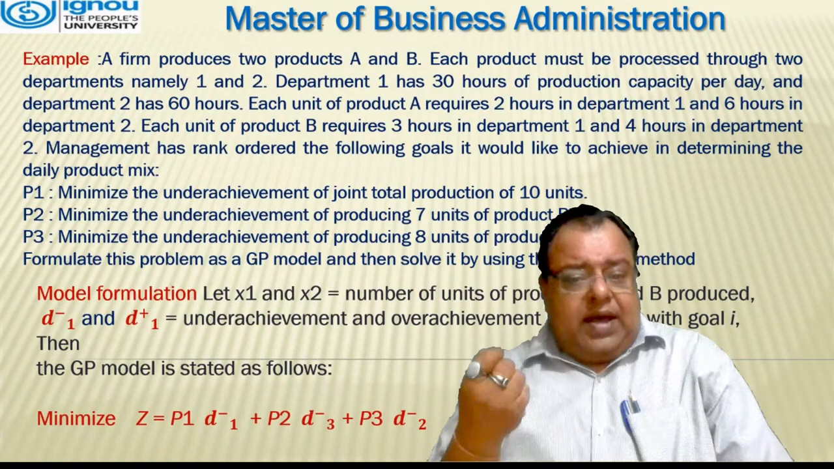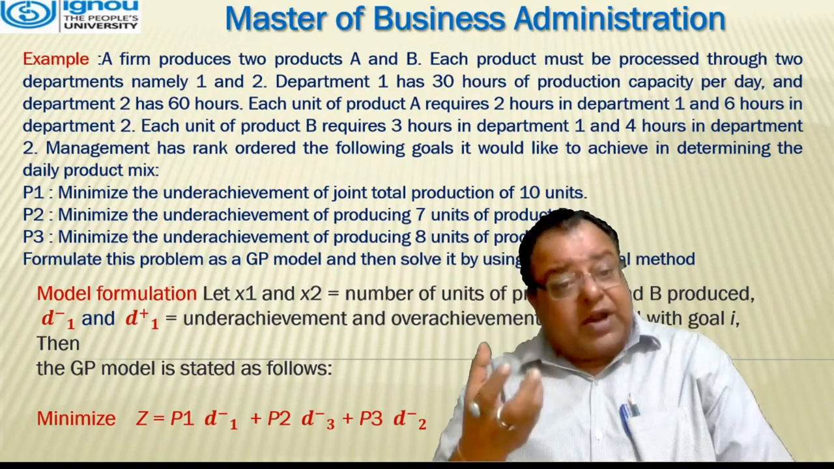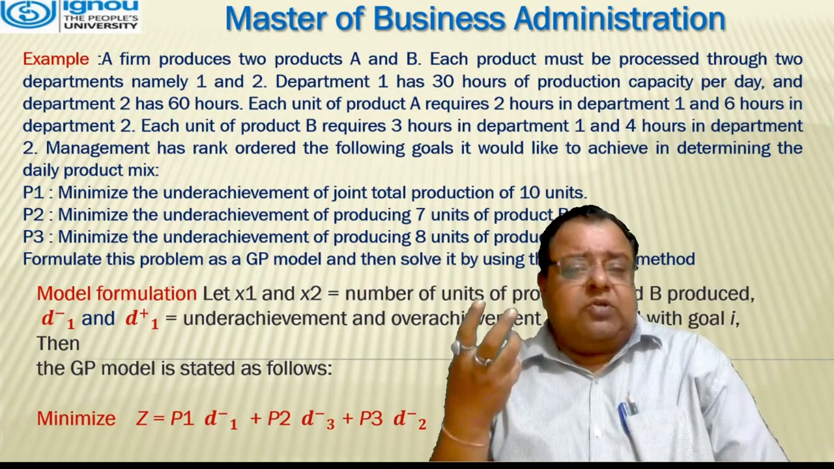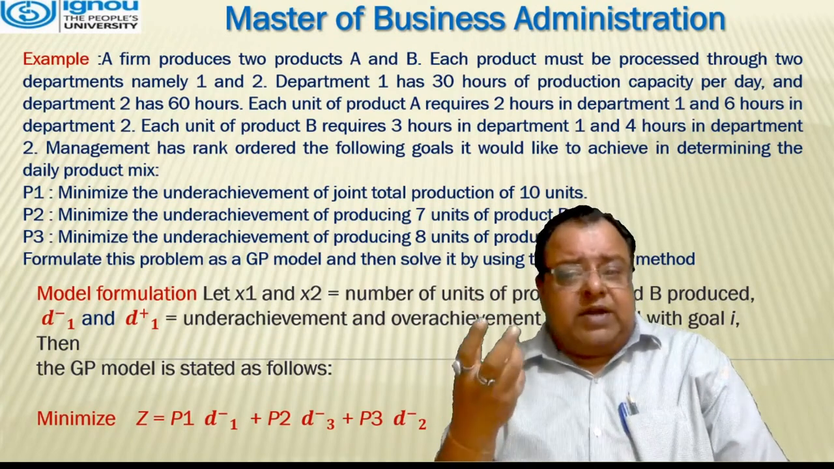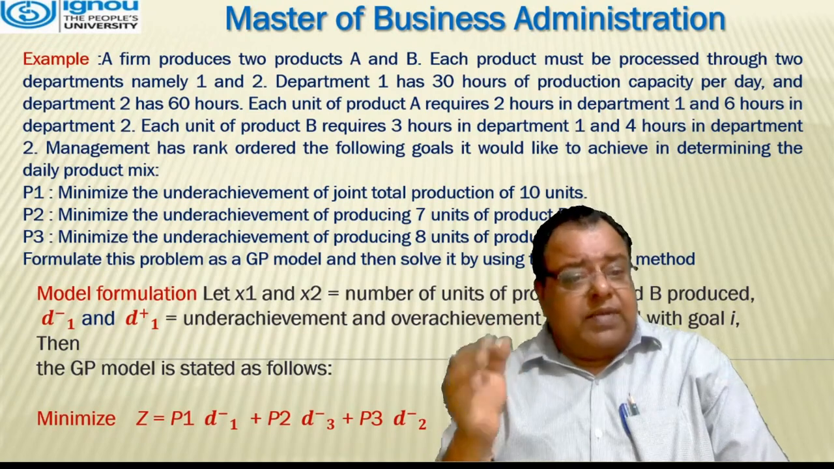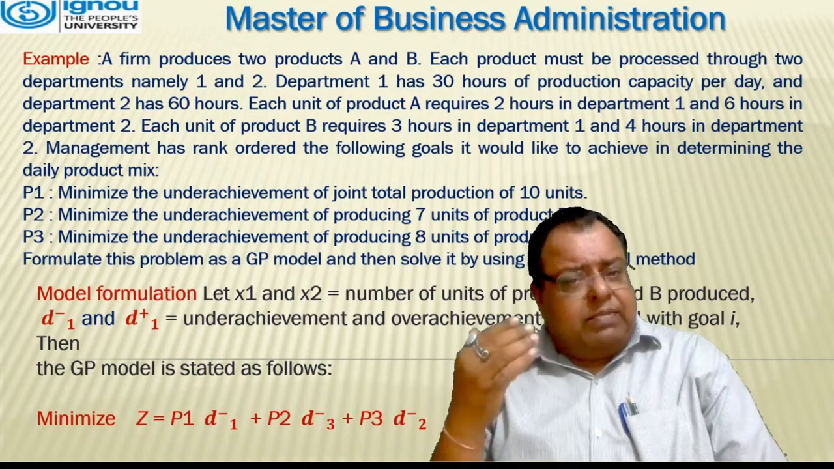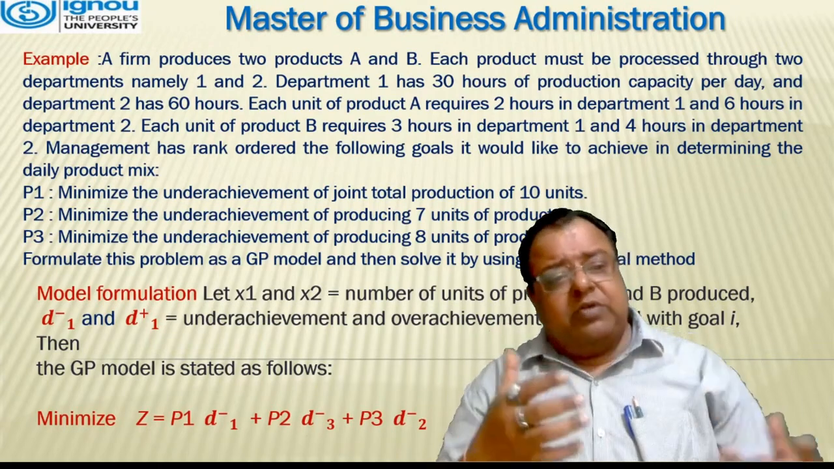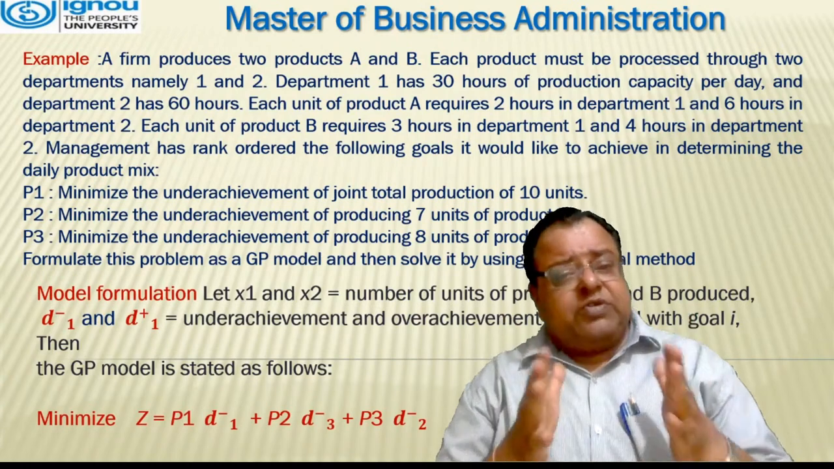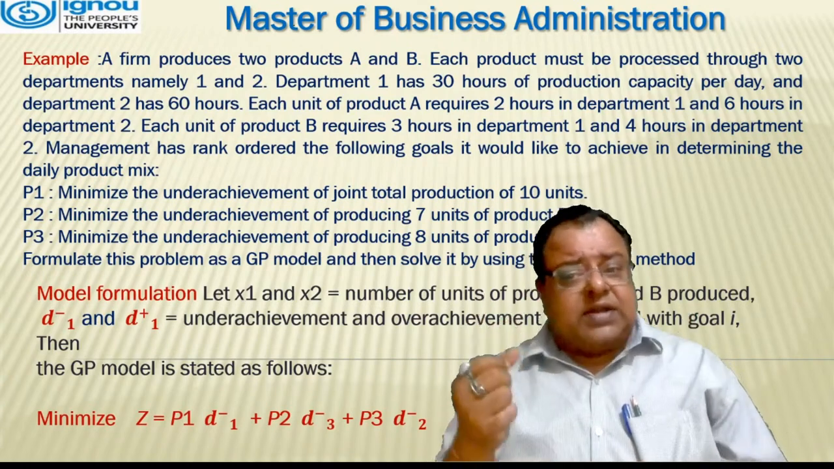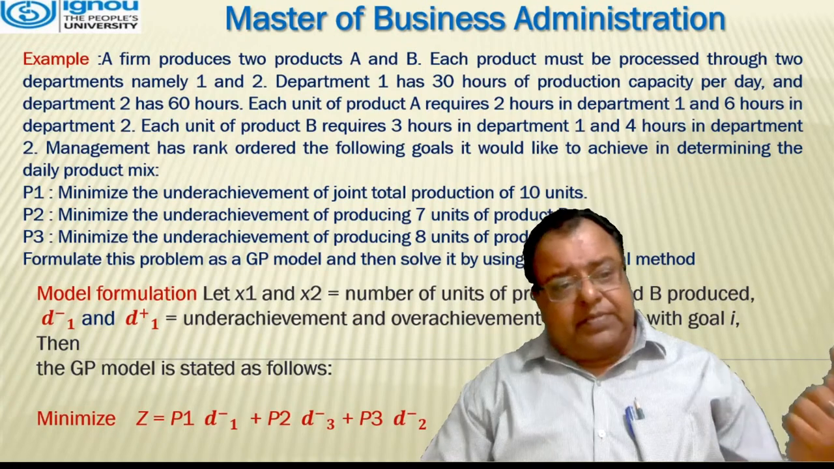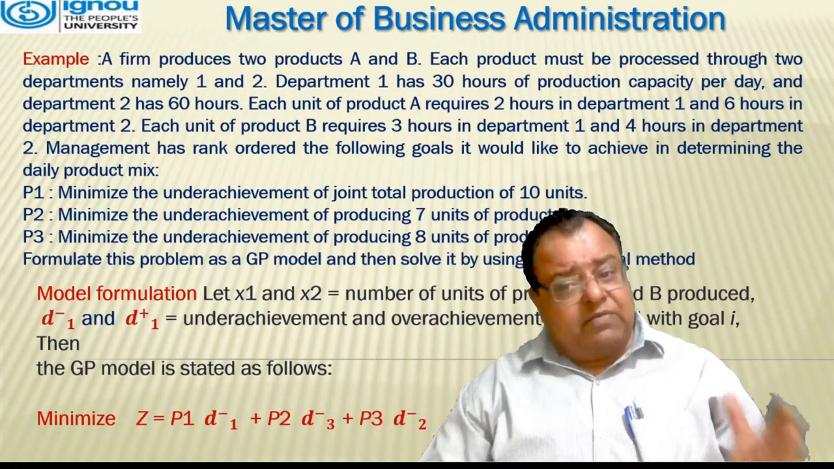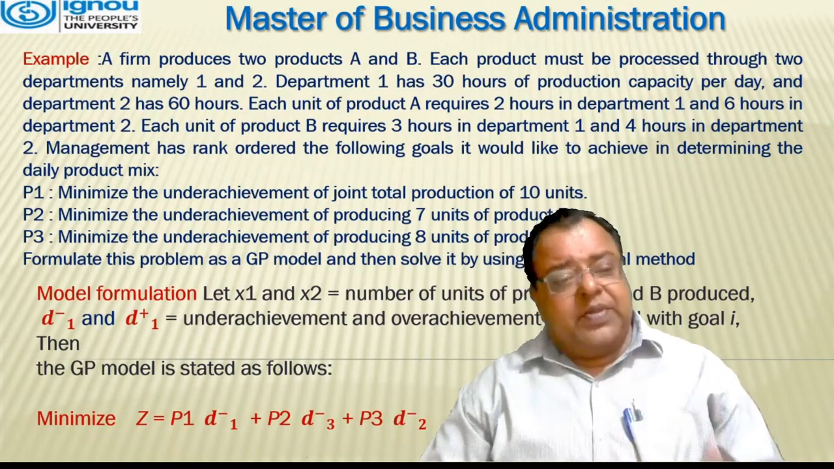Now we take another example to understand how we will be following the different steps. A firm produces two products, A and B. Each product must be processed through two departments, namely 1 and 2. Department 1 has 30 hours of production capacity per day, and Department 2 has 60 hours. Each unit of product A requires 2 hours in Department 1 and 6 hours in Department 2, and each unit of B requires 3 hours in Department 1 and 4 hours in Department 2.